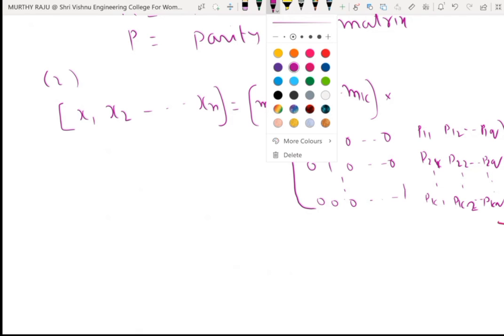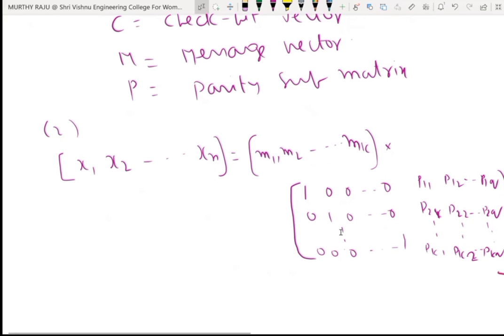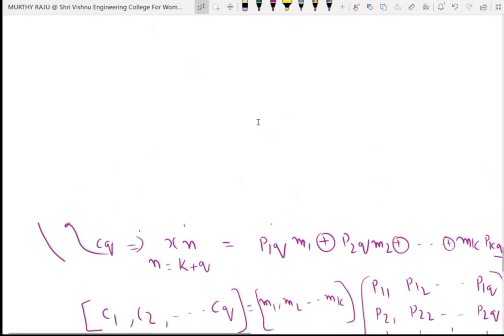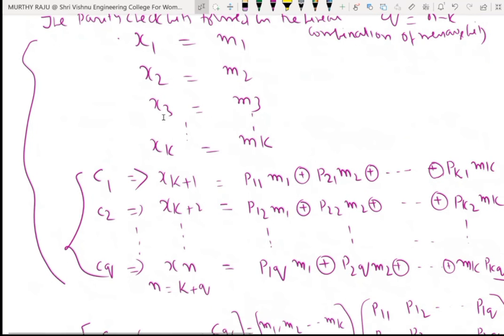X1, X2, and so on, XN are called the encoded code vector bits, the individual encoded bits. M1, M2, and so on, MK are called the message bits. These message bits are multiplied with this entire matrix and we get this information. In total, x1 is equal to m1, x2 is equal to m2, x3 is equal to m3, xk is equal to mk, then c1, c2, and cq.